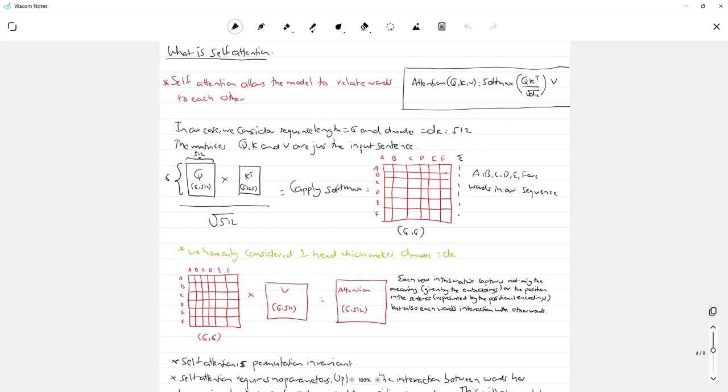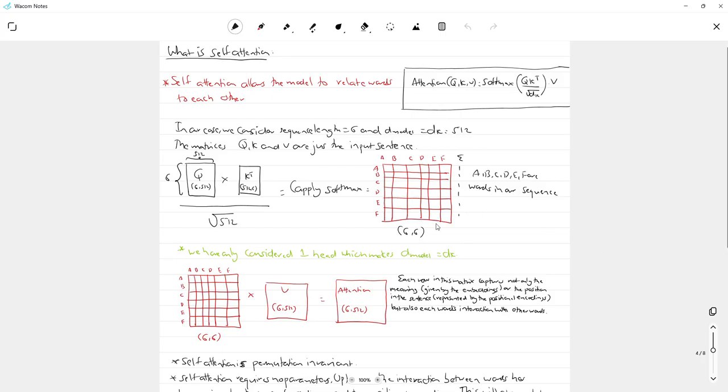Then we calculate the similarity. So we take the query matrix that has dimension 6, 512. We multiply it by the transpose of the key matrix, which has dimension 512, 6. The result is a matrix of shape 6, 6. This matrix represents the raw attention scores, or compatibility, between each word in our 6-word sequence.